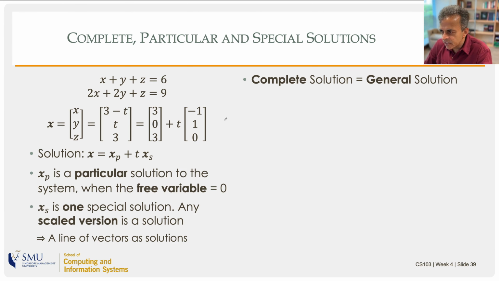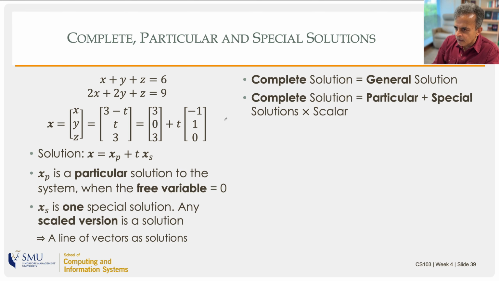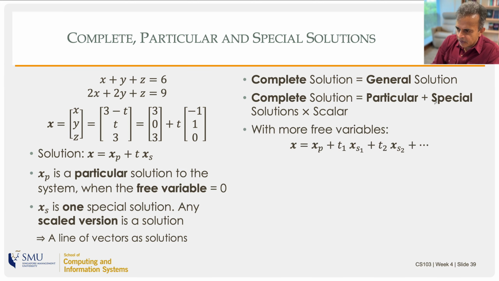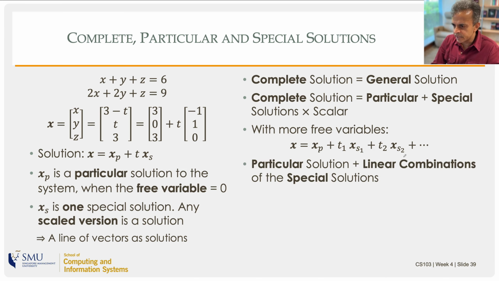So the complete solution can always be written in this fashion. It's also called the general solution. It's a particular solution plus a special solution times a scalar. And if you have more than one free variable, then for each free variable you'll have a scalar and a special solution. So you will practice this using some examples in the textbook.